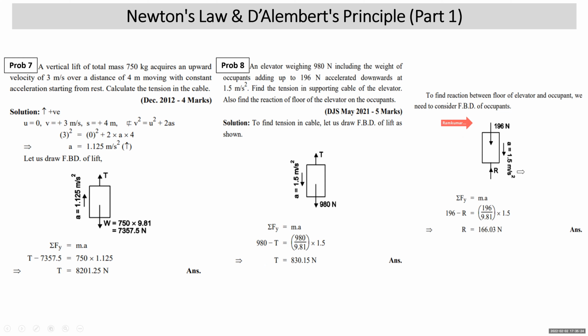Acceleration is 1.5 meter per second square down. Let's apply Newton's law. Sigma Fy is equal to ma. This time, downward forces will be taken as positive. 196 minus R is equal to m into a. M is 196 upon 9.81, into 1.5. You get the value of R as 166.03.